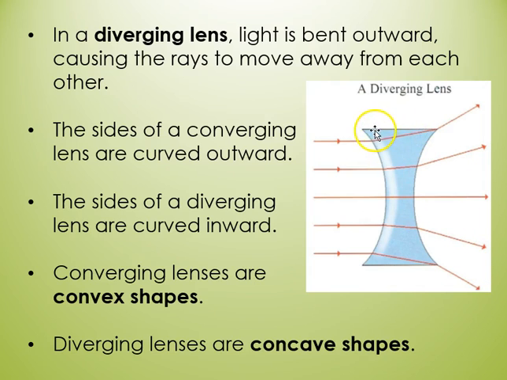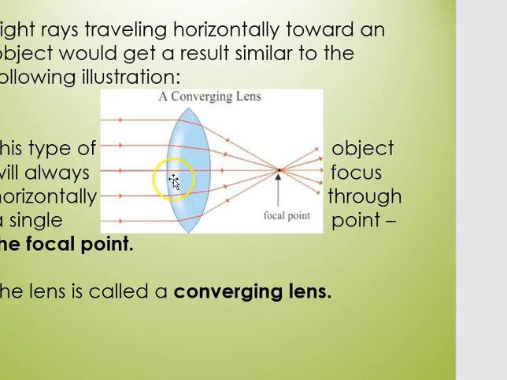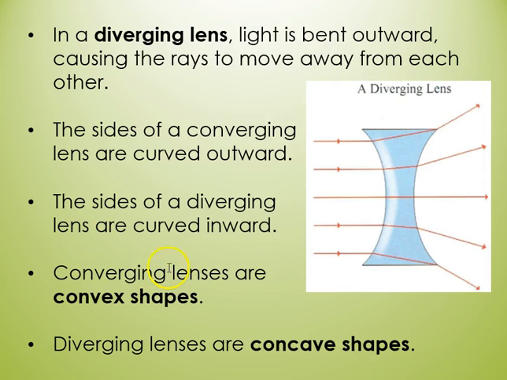You can see that the sides of this lens are curved inward. The previous lens, the sides were curved outward. So this type of lens, the diverging lens, is called a concave shape. It actually caves in. The other type of lens, the converging lens, will have a convex shape.